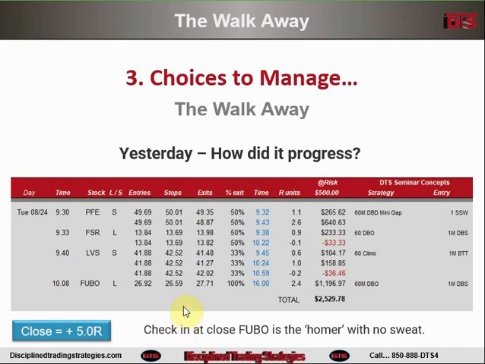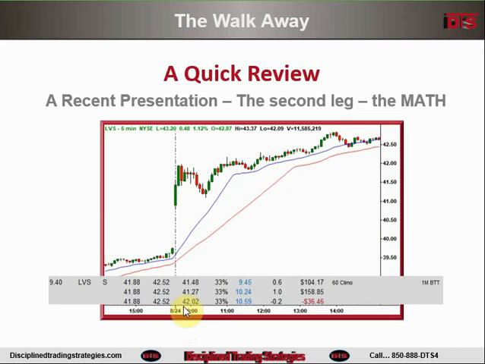Boom. I want to show you one other thing on here. It's kind of a review from last presentation where I was talking about math. Remember the 3 legs of the stool? I talk about superior technical understanding, psychology and or experience, and then math and probabilities.